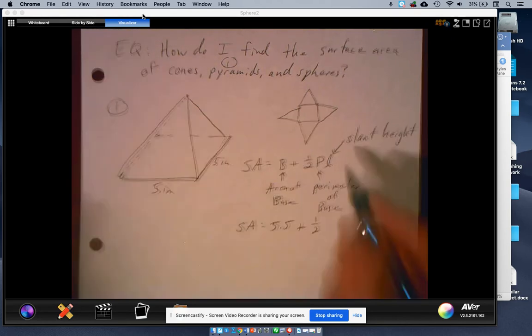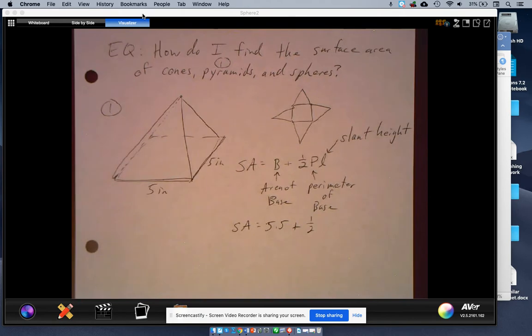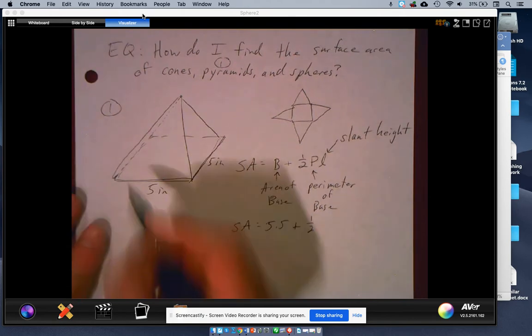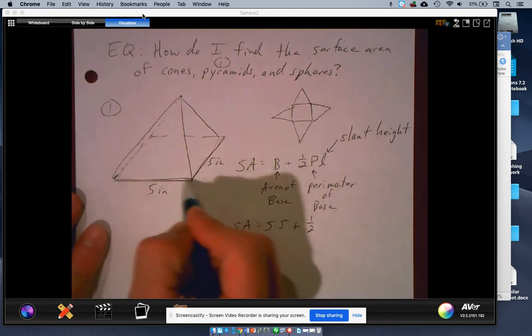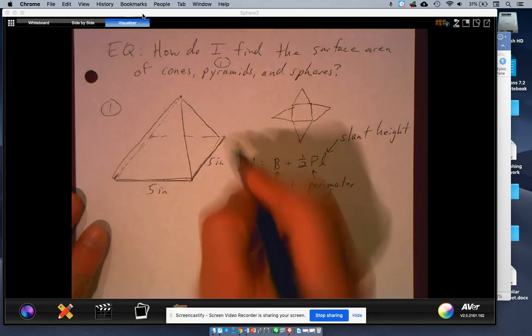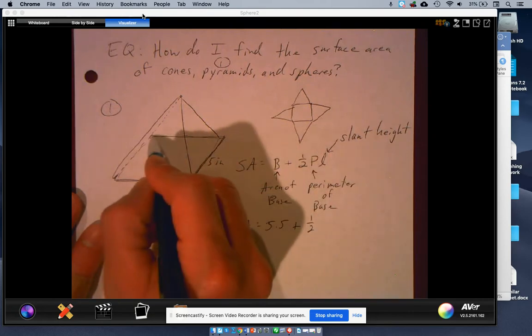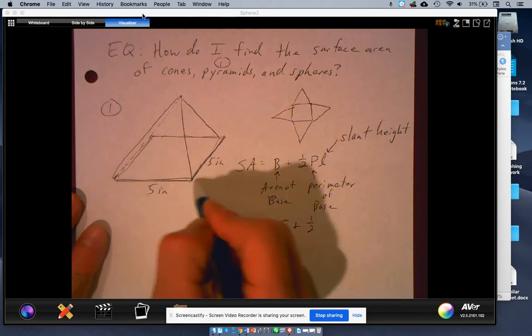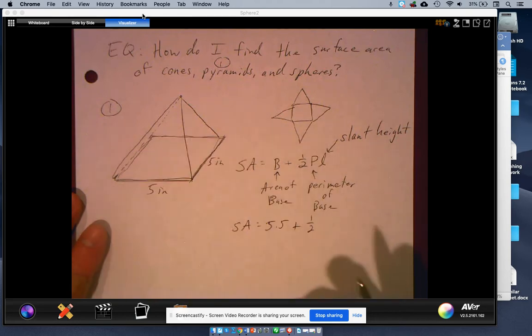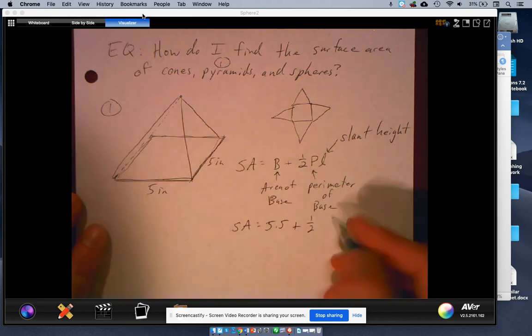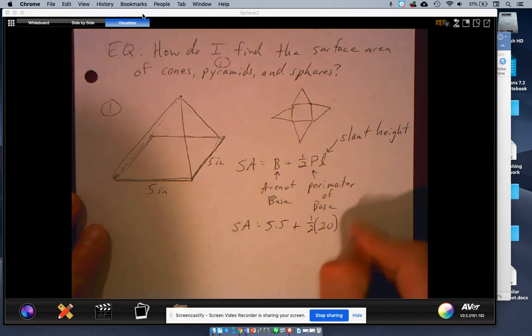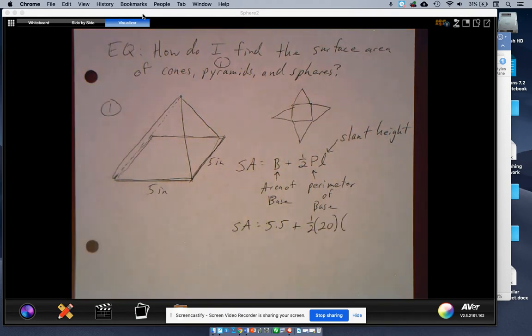P stands for perimeter. Now, perimeter, in case you forgot, is just the distance all the way around. So if I were to walk from here to here, I walked 5 inches. And I walked from here to here, 5 inches. From here to here, 5 inches. Here to here, 5 more inches. So I've walked 5, 10, 15, 20 total inches, the perimeter of the base. So 1/2, 20, then times the slant height.